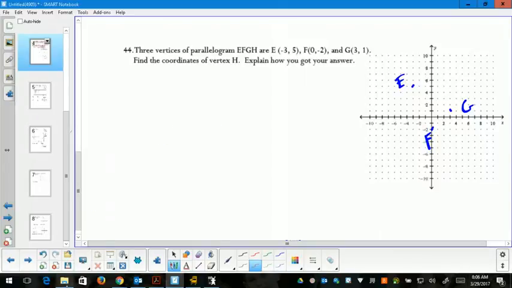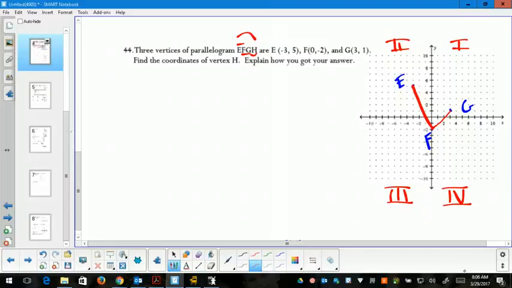Can E be connected to F? Yes, because they're next to each other in the statement. Can F be connected to G? Yes, because they're in the statement. If they're not connected in the statement, then I can't connect them. And E is going to connect to H, and G is going to connect to H, but we have to find H. Which quadrant, 1, 2, 3, or 4, do you anticipate point H to be in?